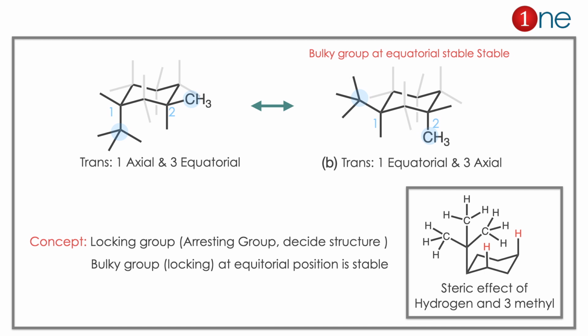Here you have to learn the concept of the locking group. The locking group is called the arresting group because it decides the structure and freezes it at a particular point. Normally the bulky group is the locking group. Here the tertiary butyl, which always occupies the equatorial position.